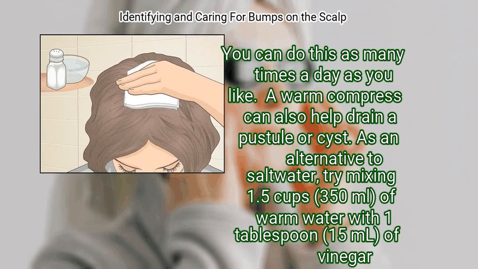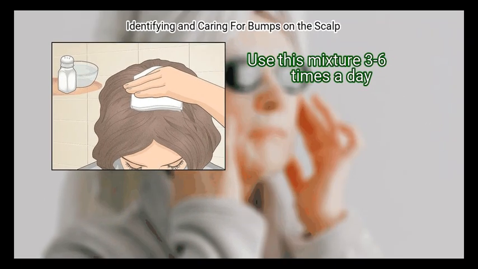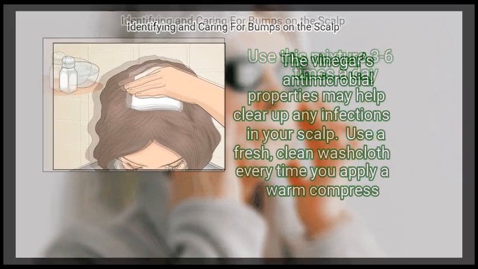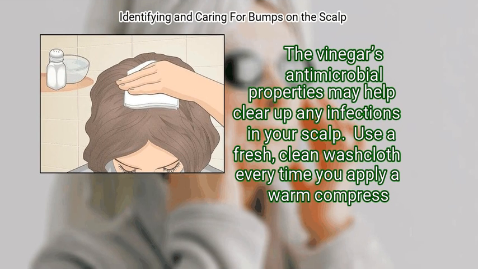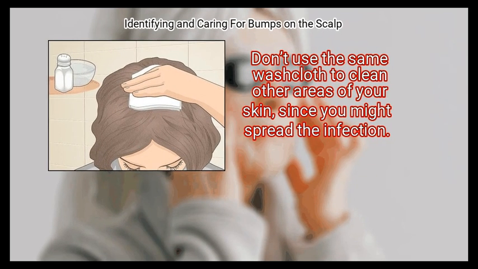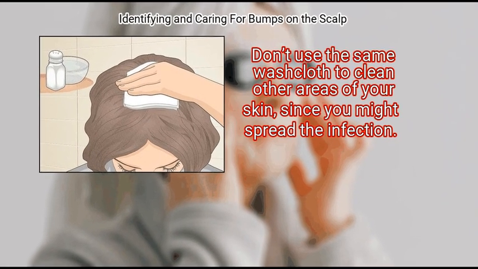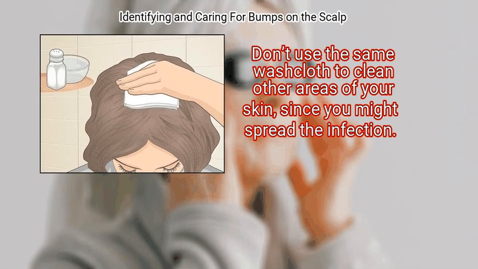A warm compress can also help drain a pustule or cyst. As an alternative to salt water, try mixing 1.5 cups, 350 milliliters, of warm water with 1 tablespoon, 15 milliliters, of vinegar. Use this mixture 3 to 6 times a day. The vinegar's antimicrobial properties may help clear up any infections in your scalp. Use a fresh, clean washcloth every time you apply a warm compress. Don't use the same washcloth to clean other areas of your skin, since you might spread the infection.